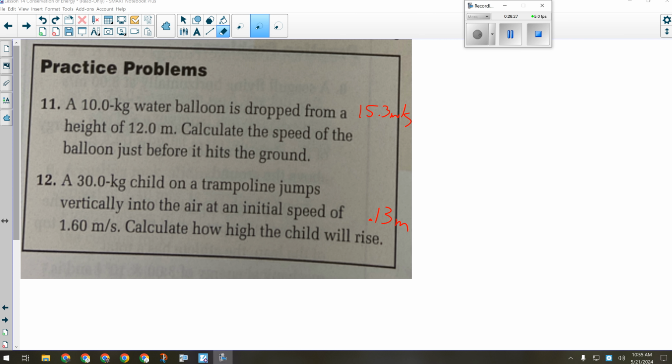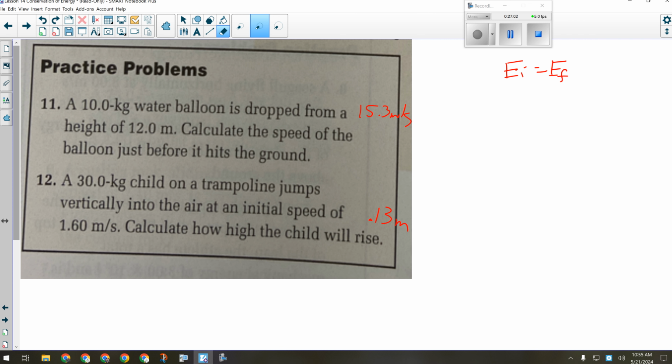Okay, so context of the question. I'm dropping something, not throwing it, not launching it in any way. Am I doing any work in question number 11? No. There's no mention of force, and there's no mention of work. This is just something falling and thus converting its potential energy into kinetic. So I know right away from the context of the question that no work is being done and energy is being conserved.